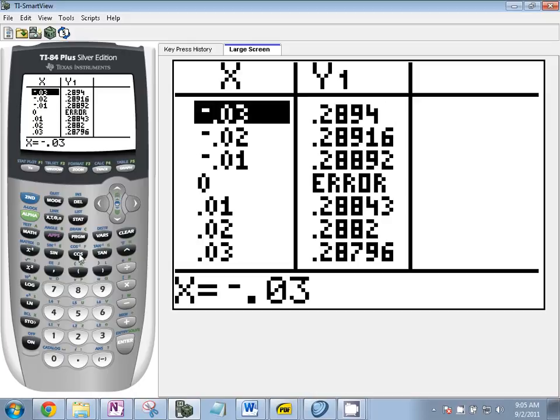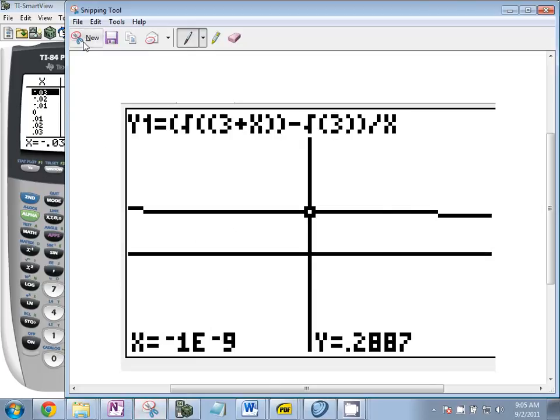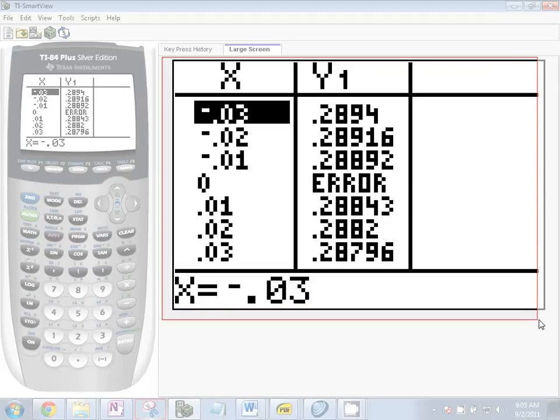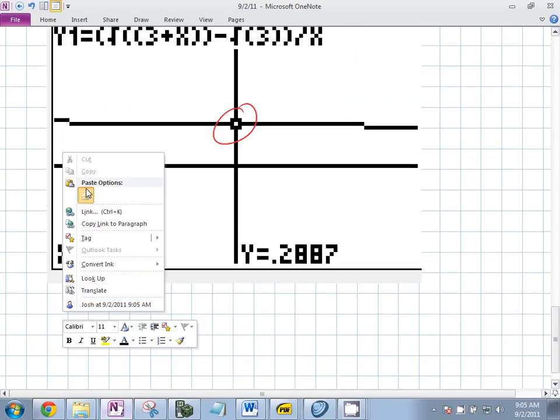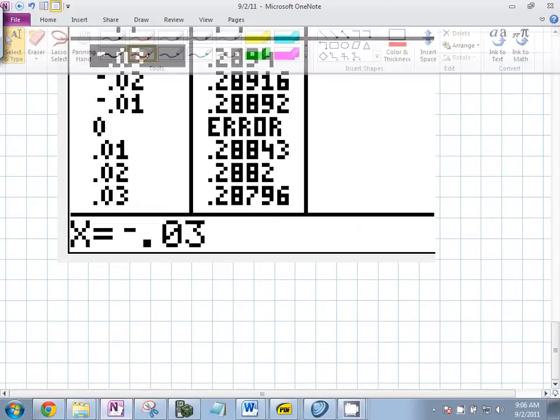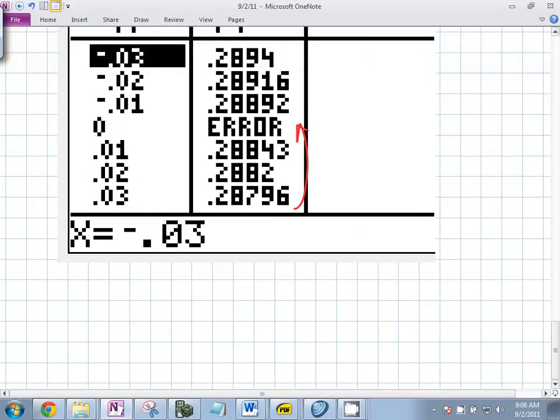Now, here's the thing. If you look at this limit, on both sides, does it look like it's approaching the same thing? Yeah, from the right and from the left, it looks like it's going to about the same value. If we're going to estimate this, 0.288 what? 6. Yeah, about 0.2886-ish, or 6 or 7.